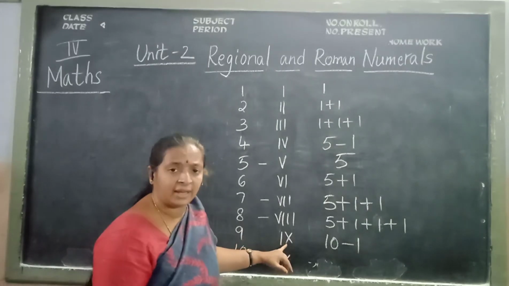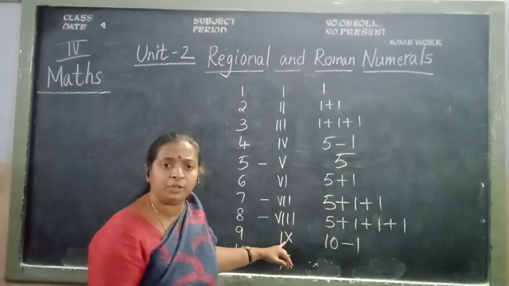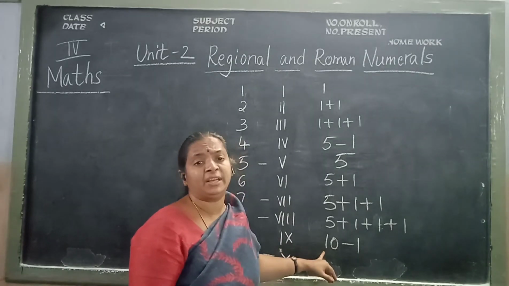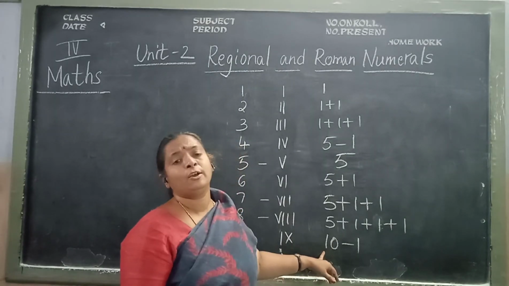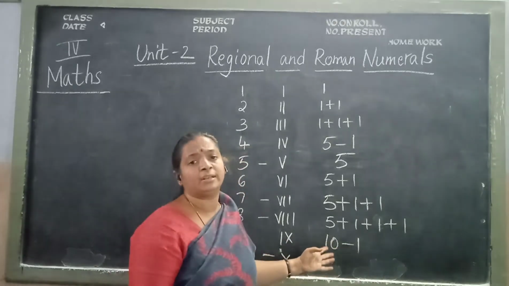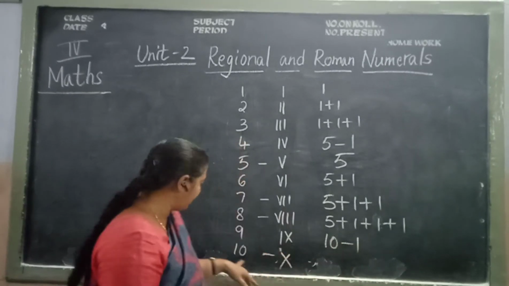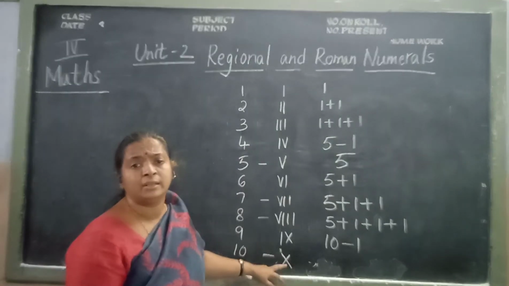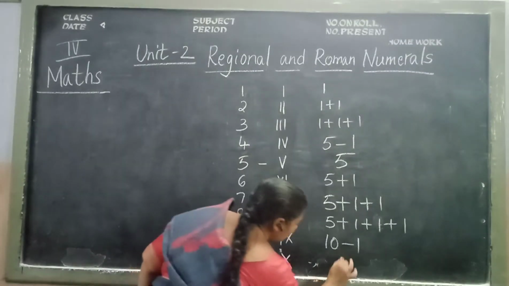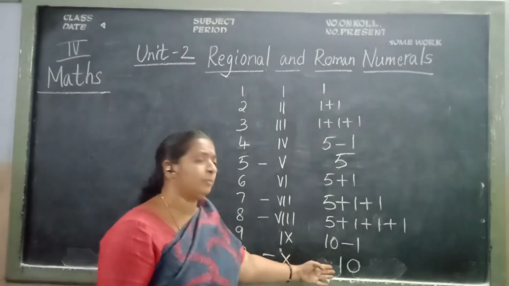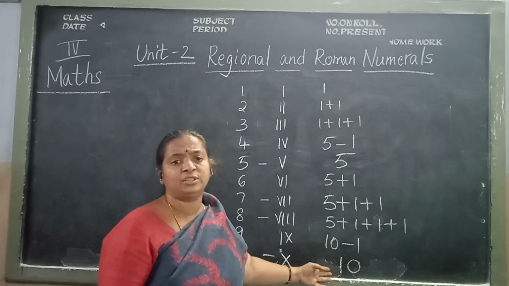Here, see, children, this one is 9. This is the Roman numeral 9 symbol. This one we present as 10 minus 1. We can present it as 5 plus 1 plus 1 plus 1, or this is easy, no, children, 10 minus 1. See, children, 10. This one is the Roman numeral 10. So this one is 10. We are showing it in Hindu-Arabic numerals as 10, children.